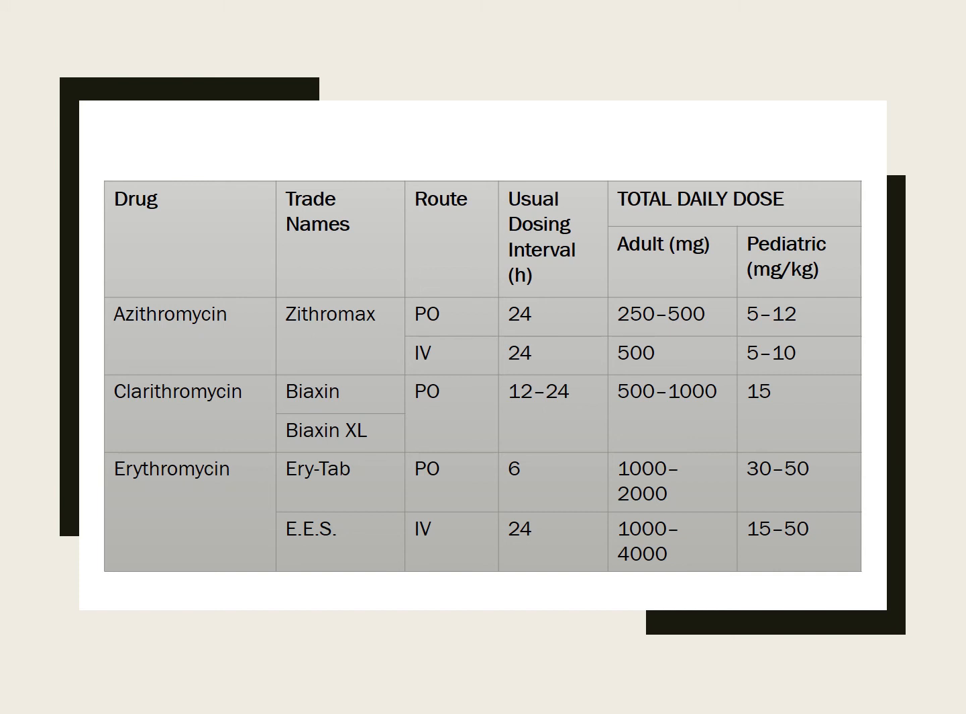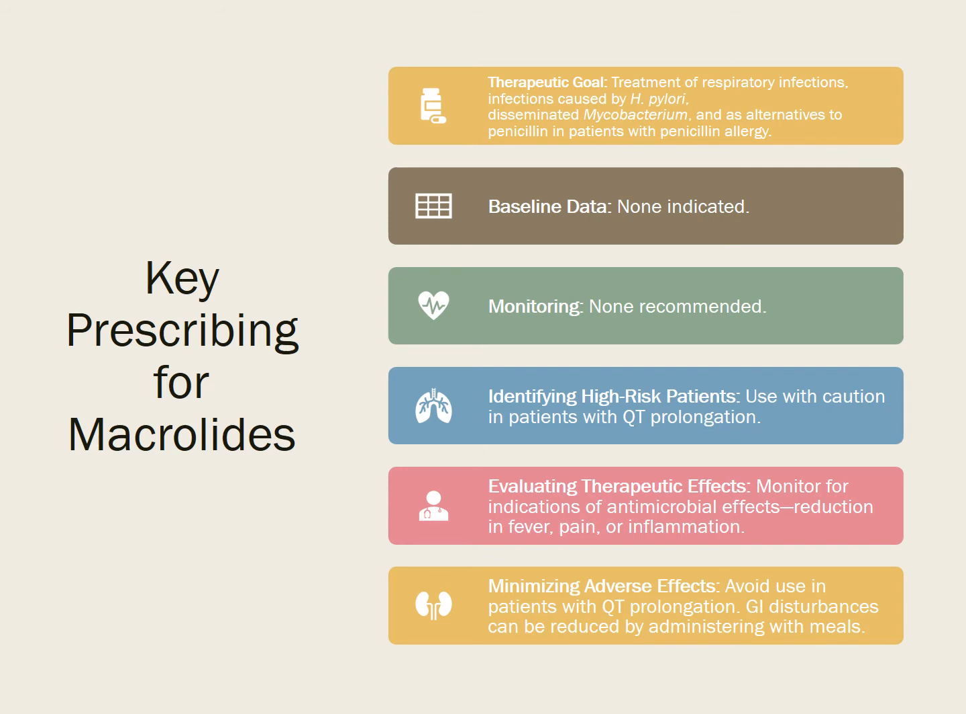Several infections respond equally well to macrolides and tetracyclines, and both are drugs of first choice for certain chlamydial infections and for pneumonia caused by Mycoplasma pneumoniae. Listed on this slide is key prescribing information for macrolides. As you can see, you do want to identify high-risk patients because you want to use this with caution in patients with QT prolongation. This is one of the side effects that you absolutely need to be aware of.